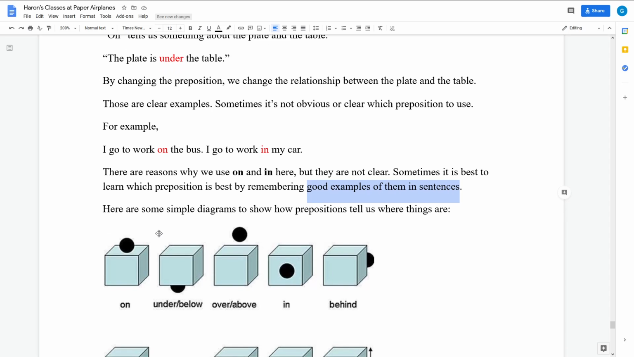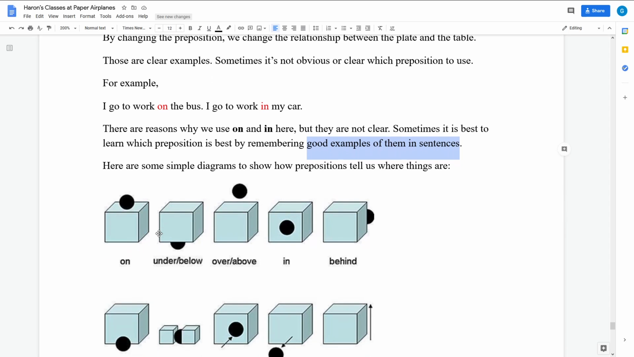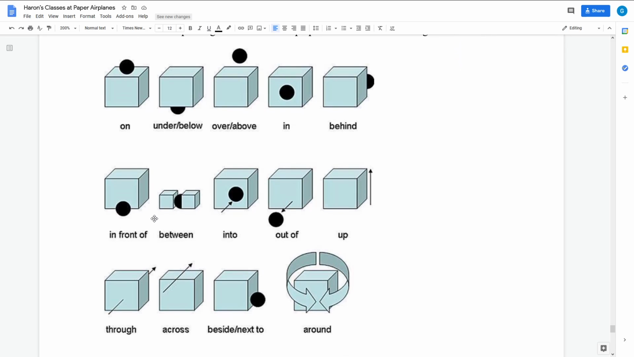Here are some diagrams to show how prepositions tell us where things are. You probably know these already. Here we're using a ball and a box to illustrate. The ball is on the box. The ball is touching the box, look. There's contact between them. The ball is under the box. The ball is below the box, not necessarily touching the box. The ball is over the box. The ball is above the box. Here there's a space between them.